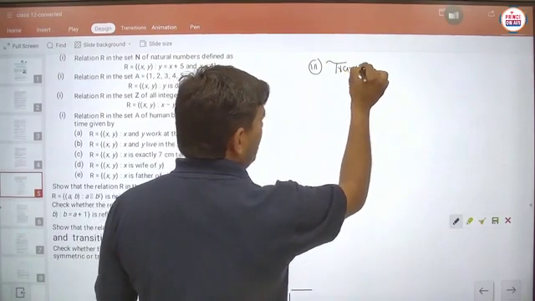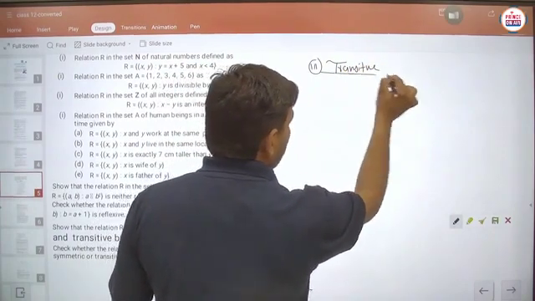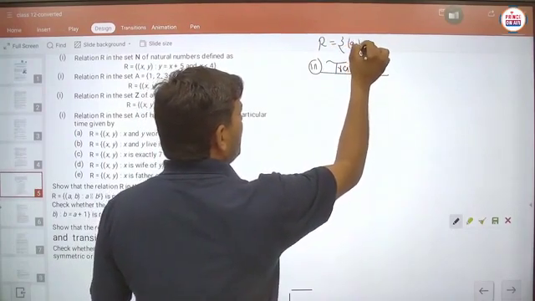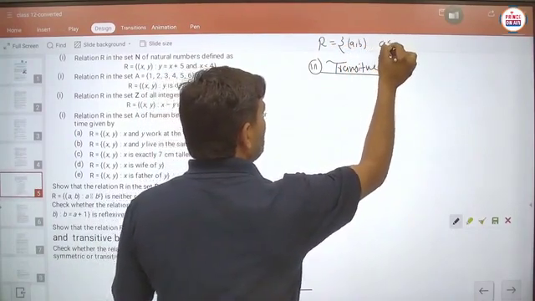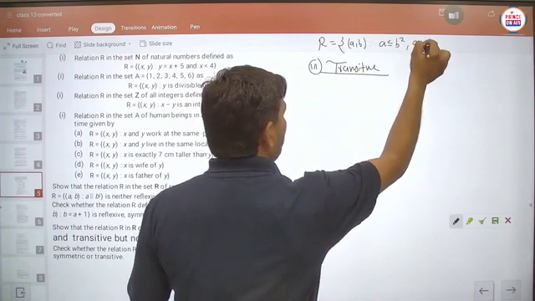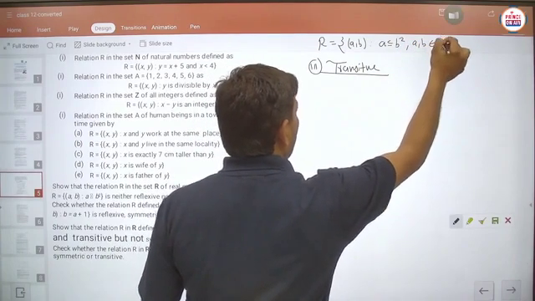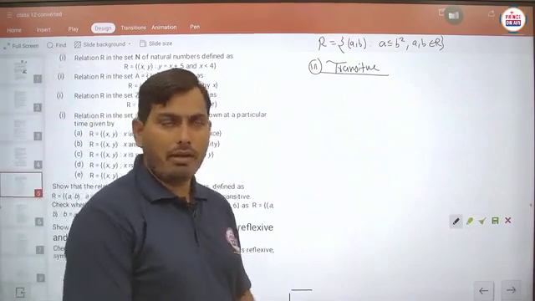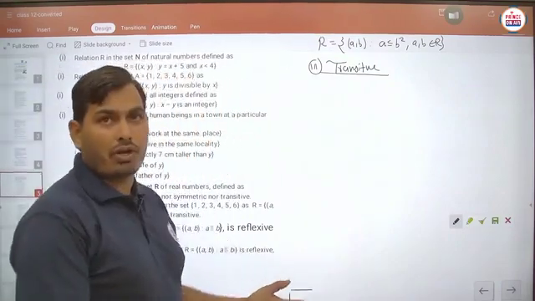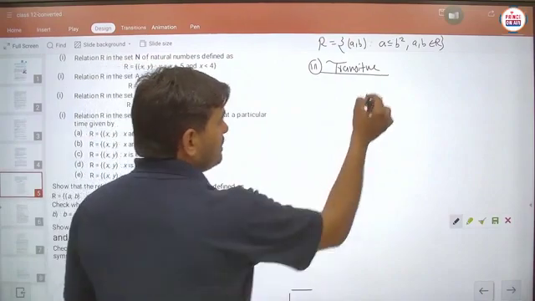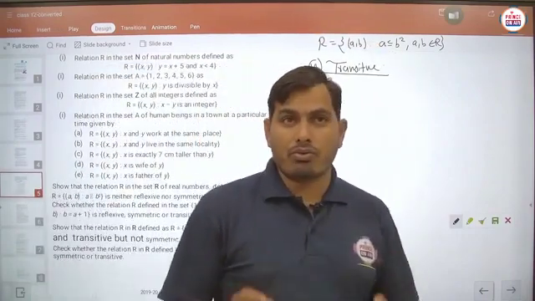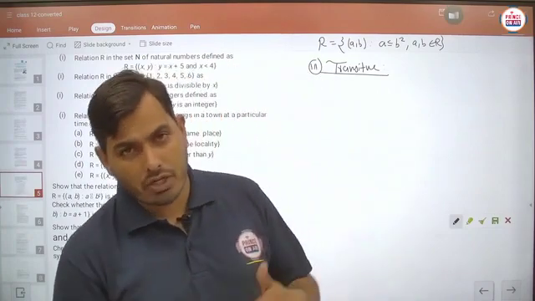For the third part, the transitive case, again we have to write the relation R: (a, b) such that a is less than or equal to b squared, and a, b belong to the real numbers. Now we will check for the transitive. Is it clear? So basically students, in the case of transitive, we have to take three elements, but in this particular question it is not transitive.